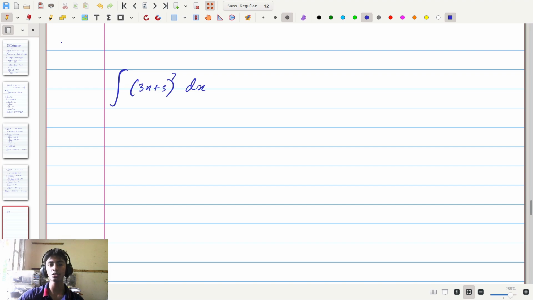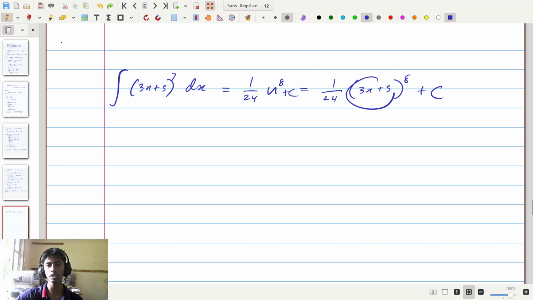Recall, using u substitution, we found that this was equal to 1 divided by 24 times u to the power of 8, where u was equal to 3x plus 5, which we could write as 1 divided by 24 times 3x plus 5 to the power of 8. Recall that the only reason we did this resubstitution of u, as in we brought back the value of u in terms of x, is because we didn't want our final answer to be in terms of an unknown variable. We wanted it to be in terms of the variable that we knew in our original integral, which in this case was x.